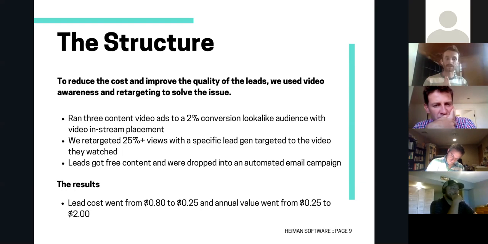And that whole campaign, including the video ads and the lead generation ads, resulted in the cost going from 80 cents a lead to 25 cents a lead. And the annual value went from 25 cents an email address to $2 an email address. So there we see that we changed the approach to these ads, and something else changed, like the values changed. They got cheaper to run, and the results were more valuable to us.